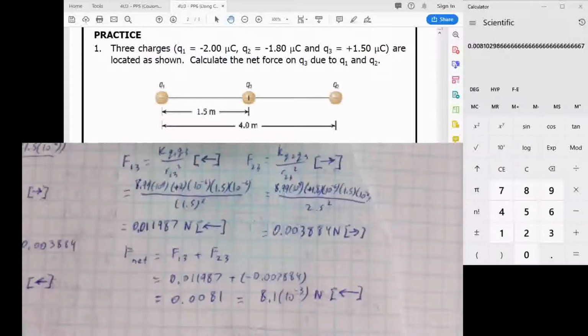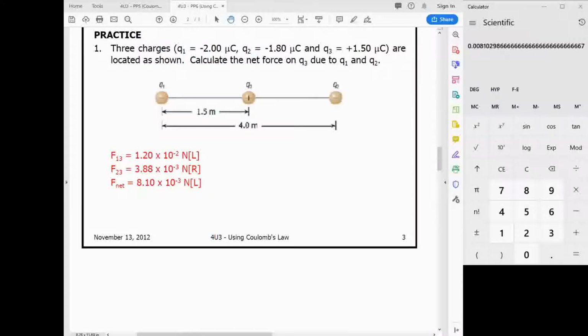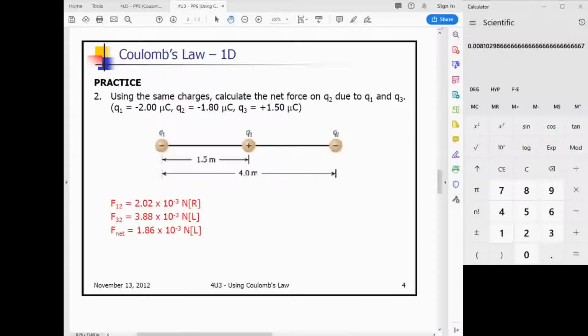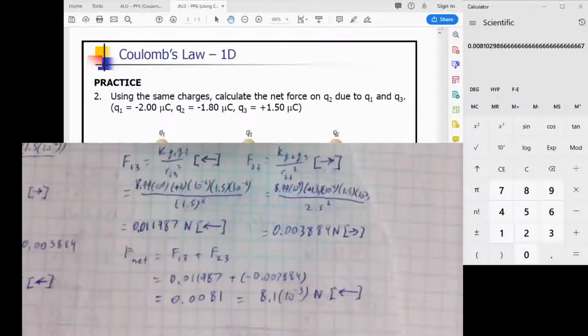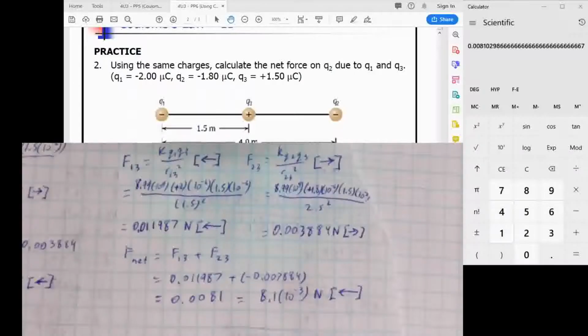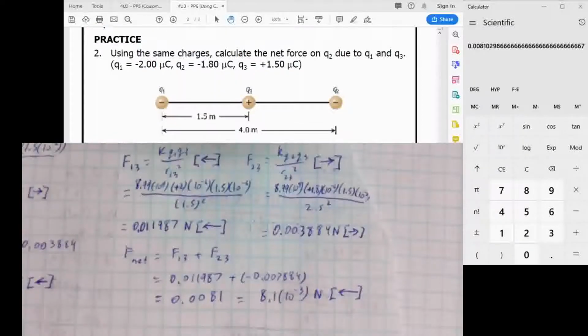Okay, so let me switch this back here. I'm going to turn this off rather, so that we can go down to the next question. This question here now says that the same charges, we're using the exact same charges here, but now we're asked to find the force on Q2 due to Q1 and Q3.